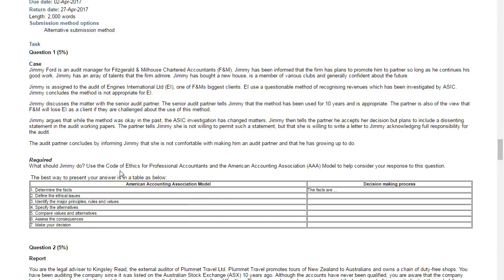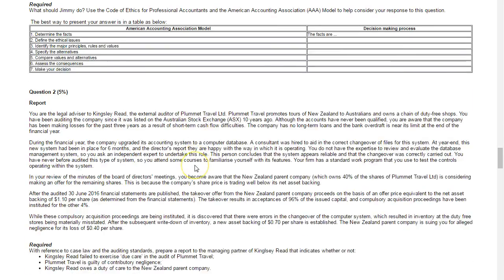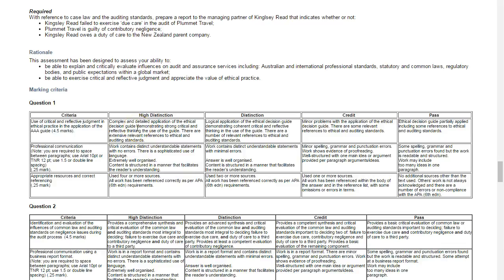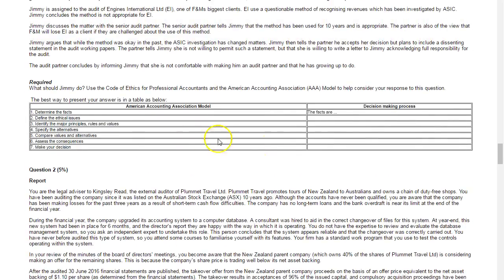Just a few more things to think about. Now, both the required section, as you can see here, with reference to the Code of Ethics for Professional Accountants, and the marking criteria, both require reference to relevant ethical and auditing standards. Now, the key one, of course, when it comes to ethics is APS 110. It's not good enough to just say APS 110. You do need to reference relevant sections specifically. Now, there's not an expectation that you reference an ethical and auditing standard in every subheading, but probably the key one where we'd expect it would be identifying the major principles, rules and values.